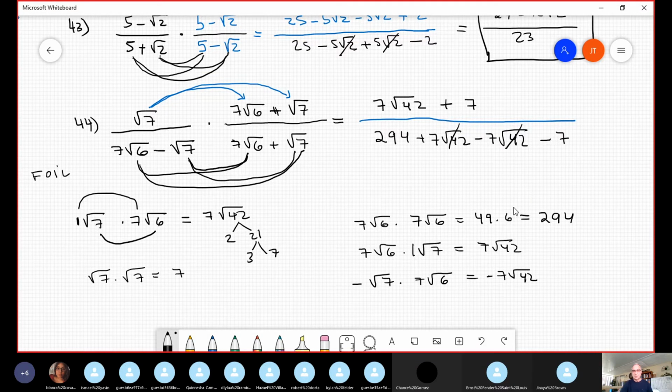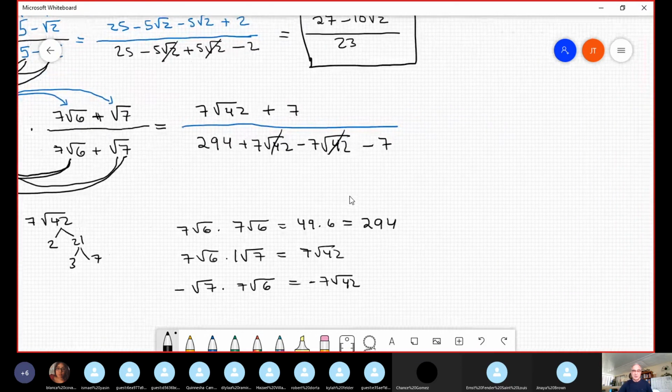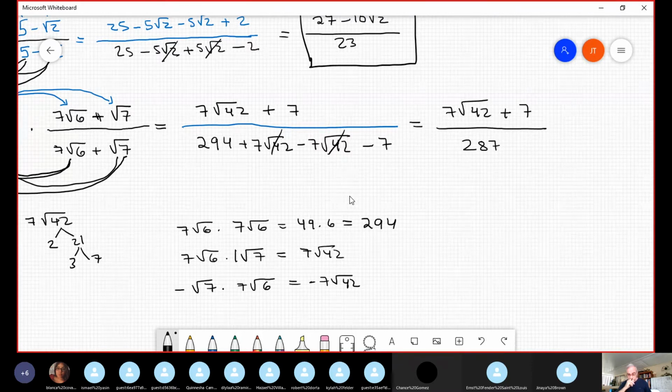Okay, this was my final answer. Well, no. I need to manipulate a little bit more. It's 7 radical 42 plus 7 in the top. In the bottom, we have only 294 minus 7. Okay, it's 287. But 287, I suppose we can simplify a little bit. I put in my calculator 287 divided by 7. Yeah, by 7 we can. 41, look at that. This number is 7 and 41.